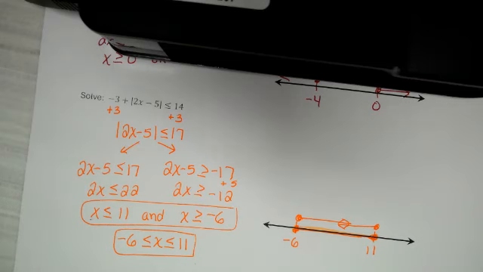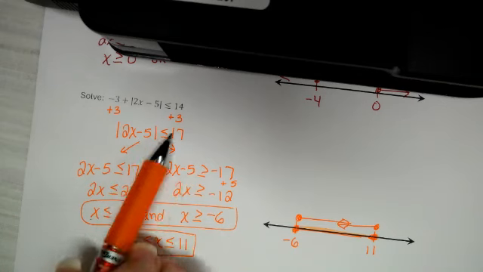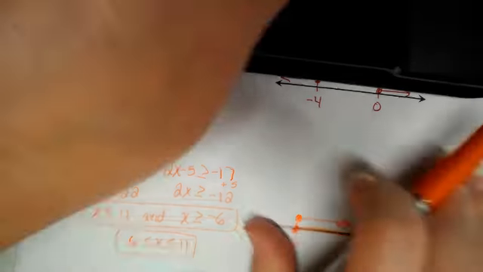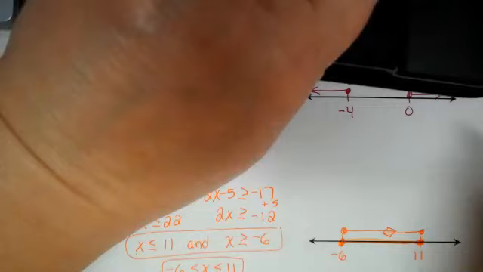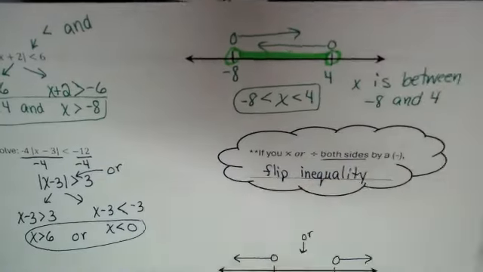So be really careful with your inequalities. Remember, when you write your second one, you flip it and change the sign. And also remember, oh my goodness gracious. If you multiply or divide both sides by a negative, you flip the inequality.